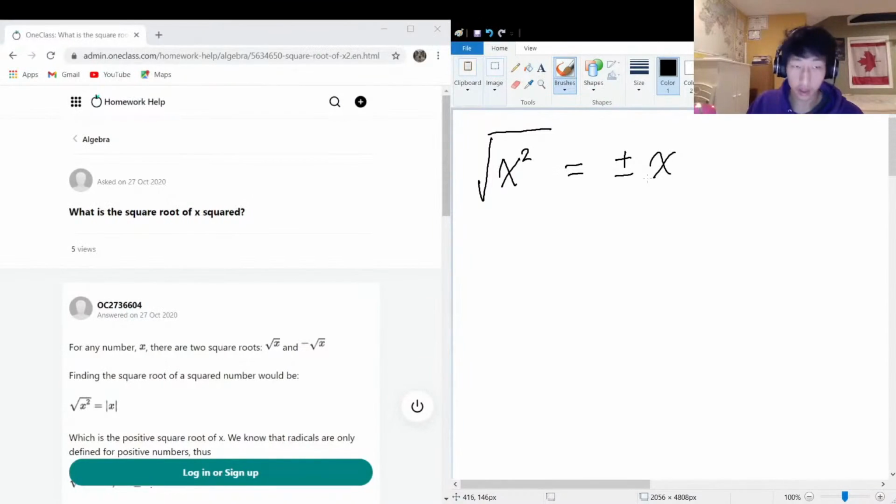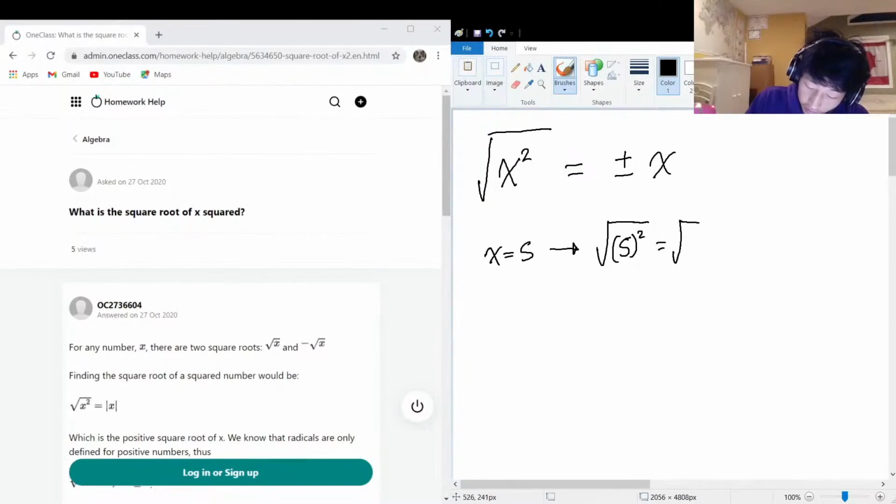Square root of x squared. Yeah, so you know that the result of any square root value has to be plus minus. So suppose that x is equal to like 5. In this case, it would be the square root of 5 squared, which is equal to the square root of 25. And that would just give us like plus minus 5.